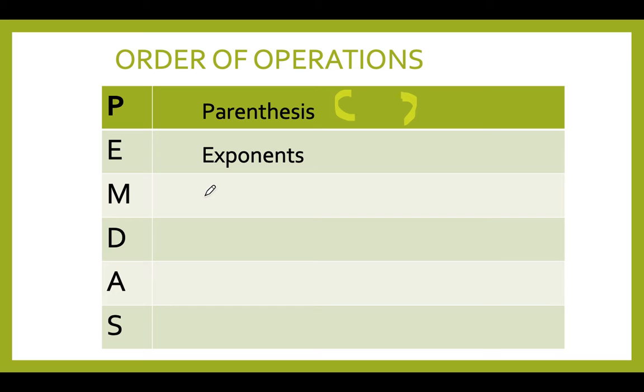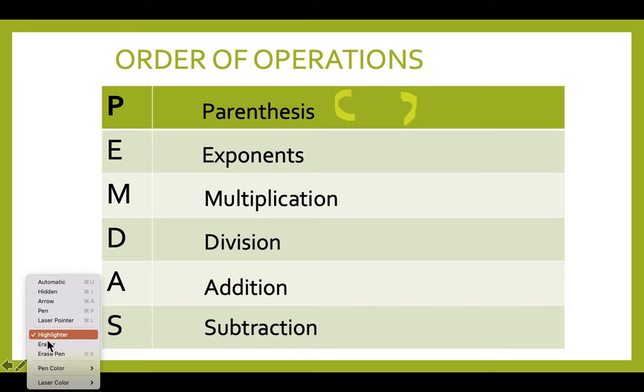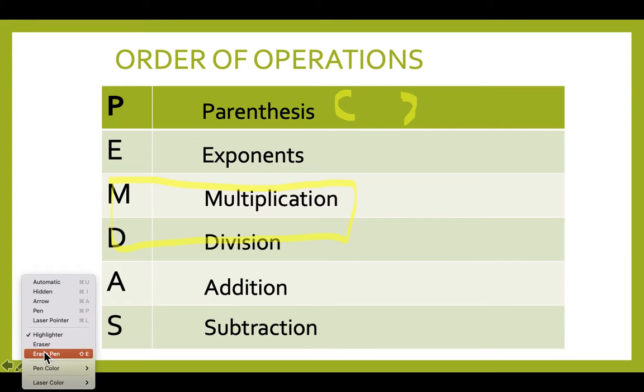E stands for exponents. We looked at exponents, that's repeated multiplication. M stands for multiplication. D stands for division. A stands for addition. S stands for subtraction. So this is the order that you have to follow when you're simplifying your expressions. Now, I'm going to go ahead and highlight multiplication and division. And I'm also going to highlight or box or group addition and subtraction.